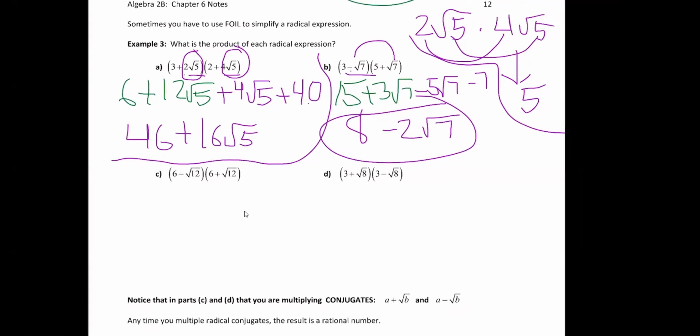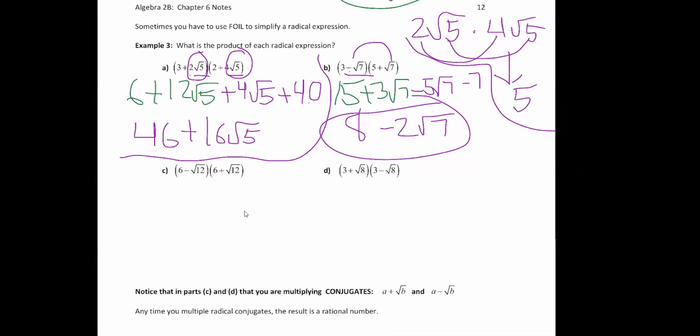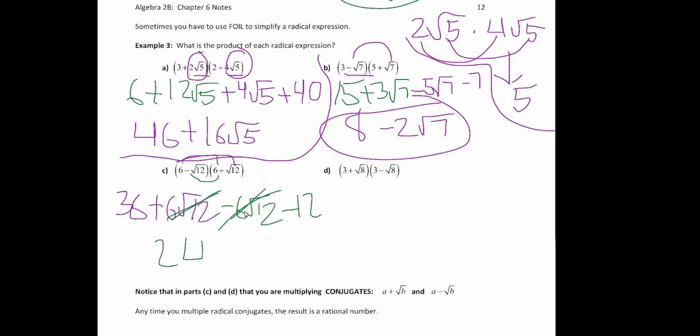Okay. So if you FOIL out this one, 6 times 6 is 36. 6 times radical 12 would just be 6 radical 12. And if you do the second part, negative radical 12 times 6 would be minus 6 radical 12. So that just cancels. And then negative radical 12 times radical 12 would just be minus 12. Since you're not going to have a radical part, 36 minus 12 would just be 24.